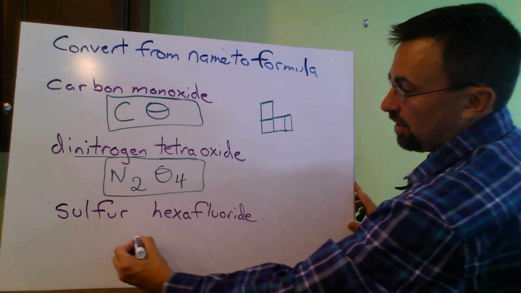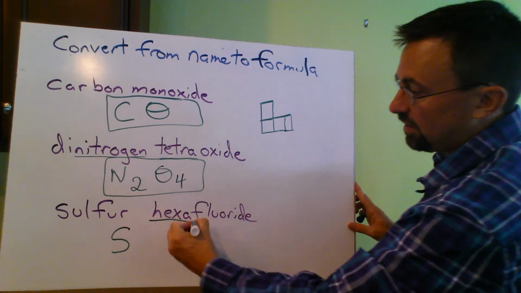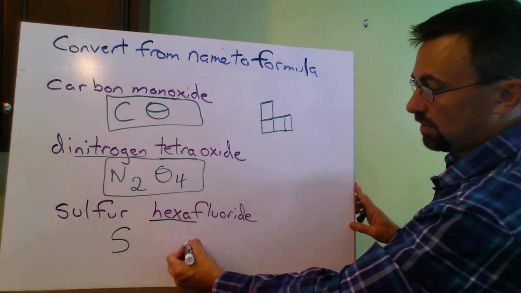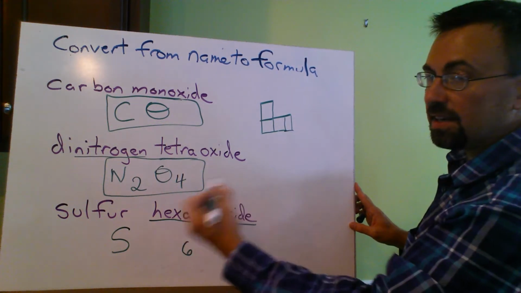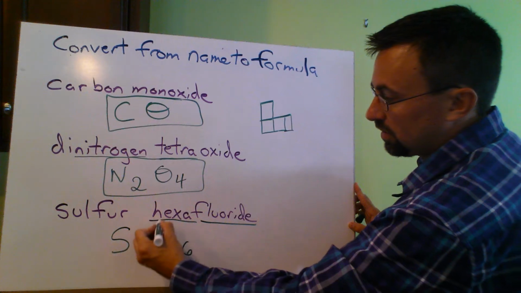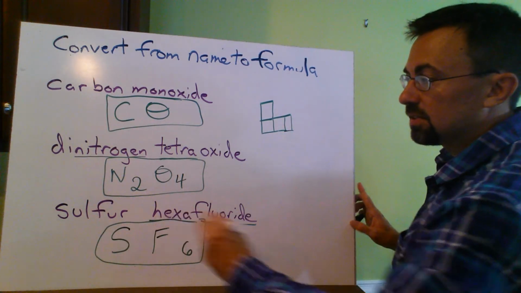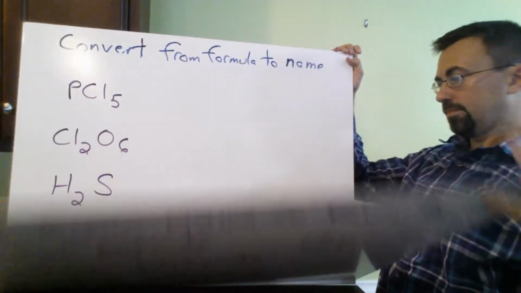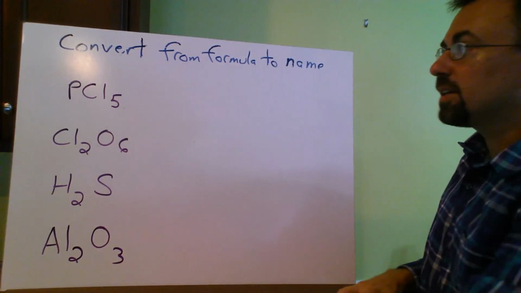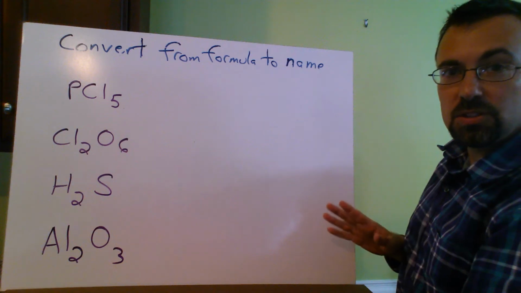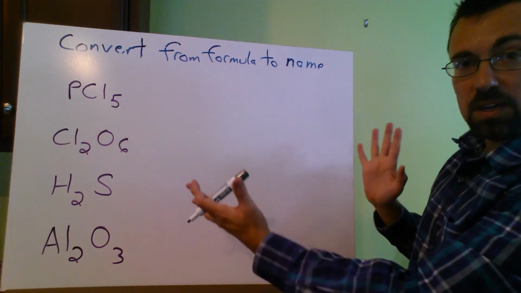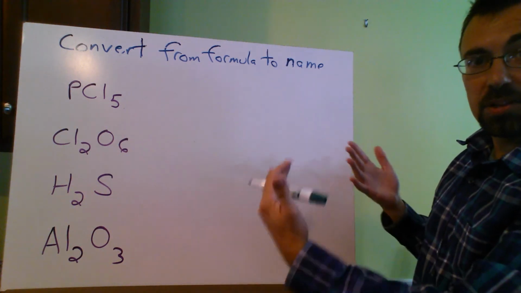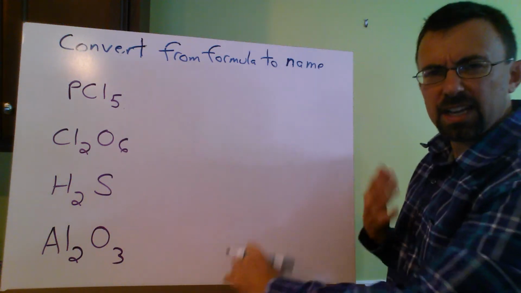Sulfur is just S. Hexa is a prefix, 6. Fluoride is for fluorine, so it's SF6, and we're done. So hopefully that's not too bad. A little bit harder, but not bad going the other way. And I always invite you, when I put up something like this where there are problems, pause it, try them, then play it, see if you got it right. Good way to learn, active learning.